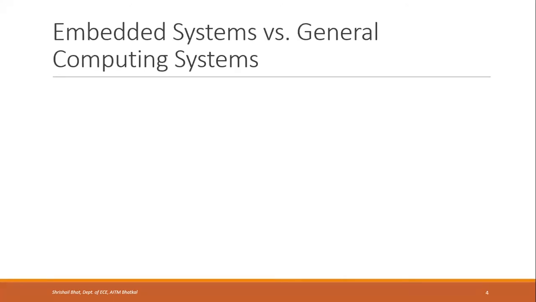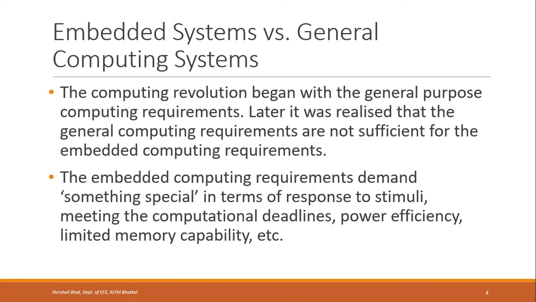So there is a differentiation or distinction between embedded systems and general computing systems. When the computer revolution began, it was with the general purpose computing systems. So first the systems used were general purpose computing systems. Later it was realized that the general computing requirements were not sufficient for the embedded computing requirements. So there has to be something special.